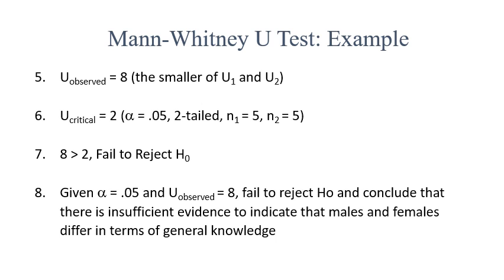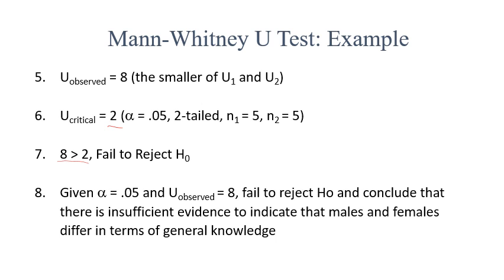Step 6 is our critical value. Our critical value is going to be for n1 of 5 and n2 of 5, and it's non-directional. You go to that chart back on the Mann-Whitney U, and you get a critical value of 2. And again, it's opposite, so you need to be less than or equal to that. Because 8 is greater than 2, we fail to reject H0. So given an alpha of 0.05 and a U observed equals 8, we fail to reject H0 and conclude that there's insufficient evidence to indicate that males and females differ in terms of general knowledge.